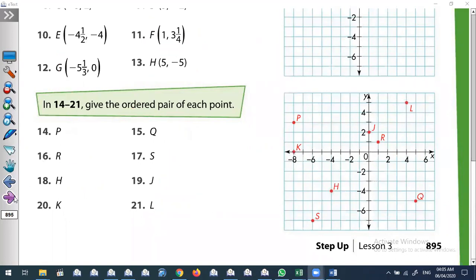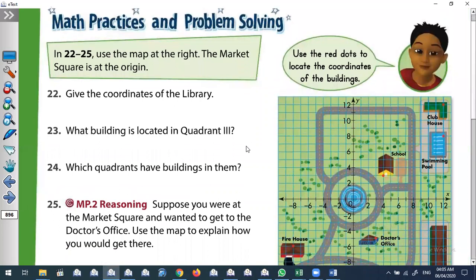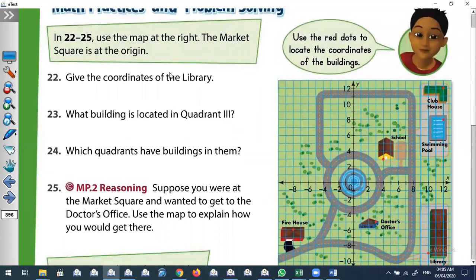Let's move to another exercise. Here, use the map at the right. The market square is at the origin point. What is the origin point? The origin point is 0 and 0, the center, the intersection point between the axes.